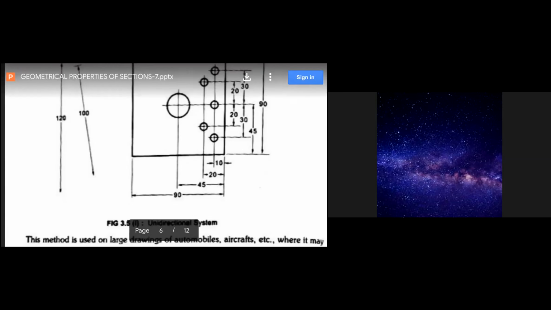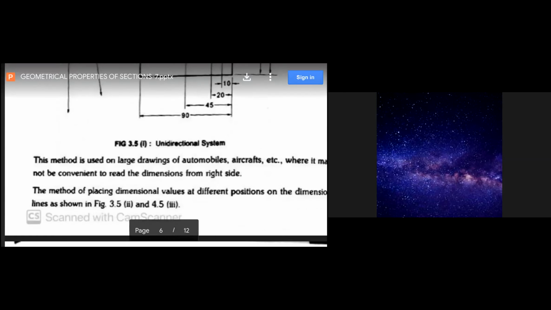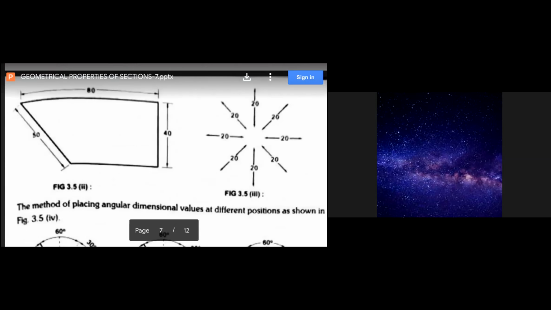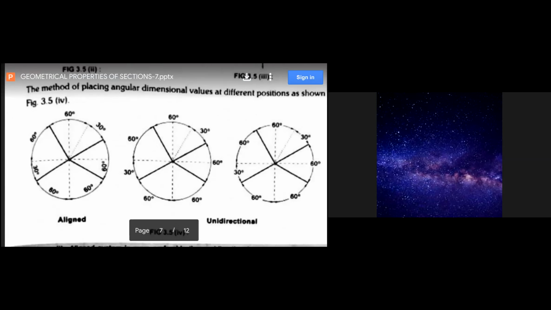Next, let's see here, all these are the dimensions written in unidirectional. If it is angular, you have to break the line. So, the differences between aligned and unidirectional: see here, in aligned you write above the line, and in unidirectional you have to write at the middle of the dimension line.